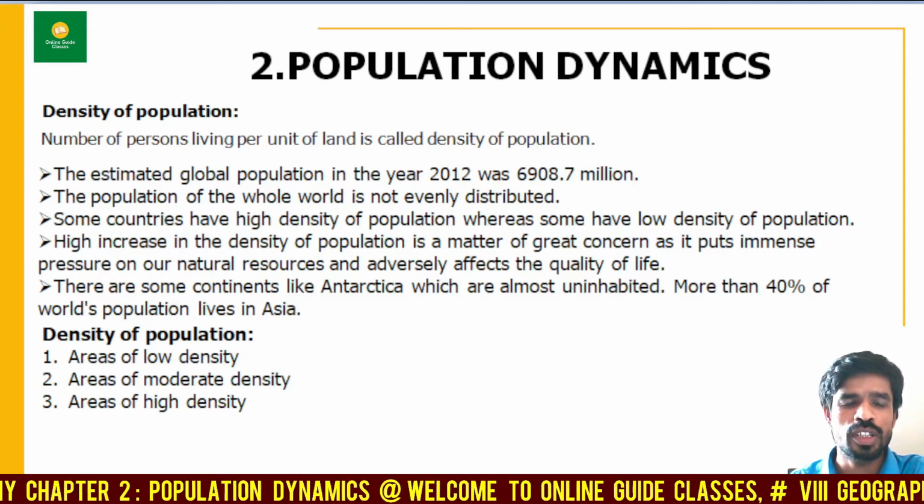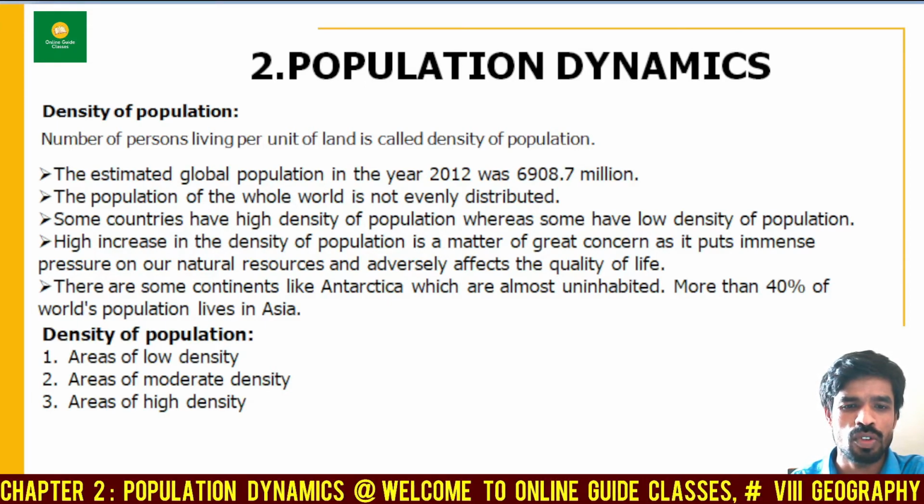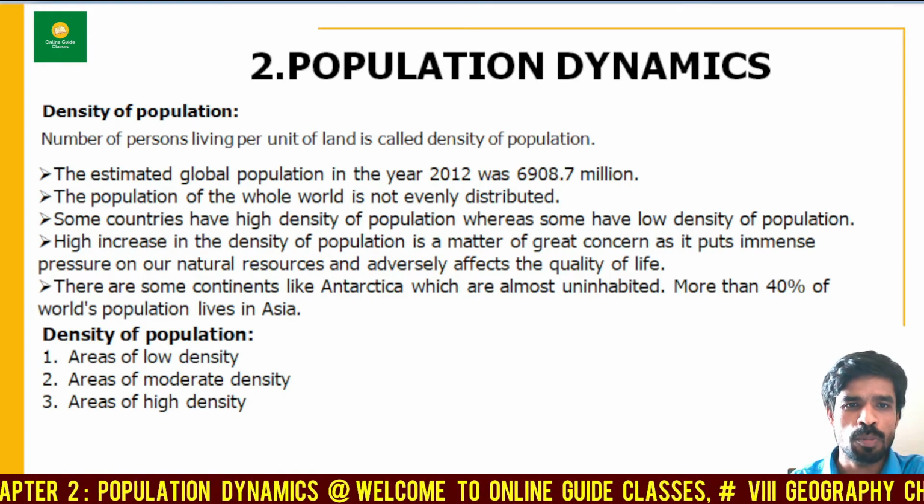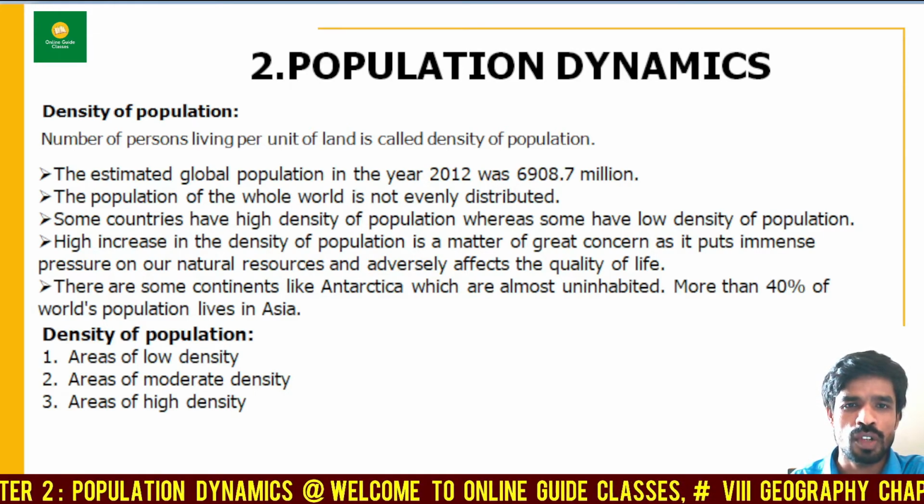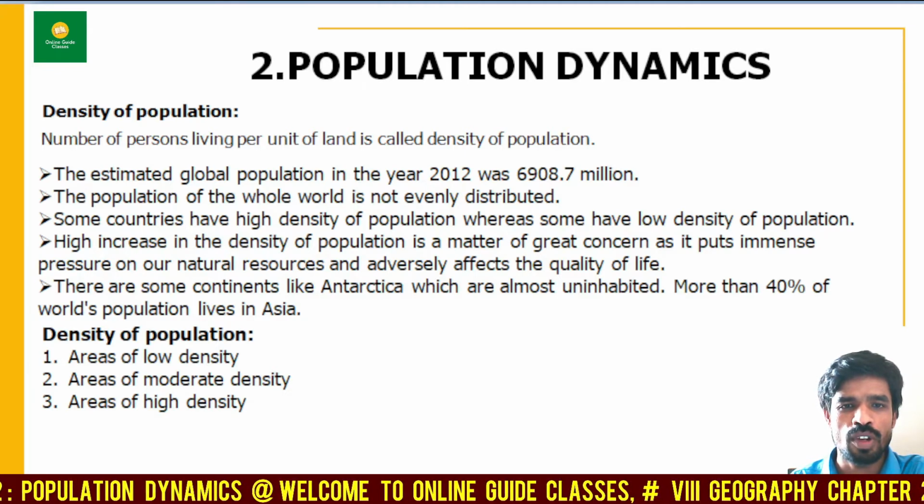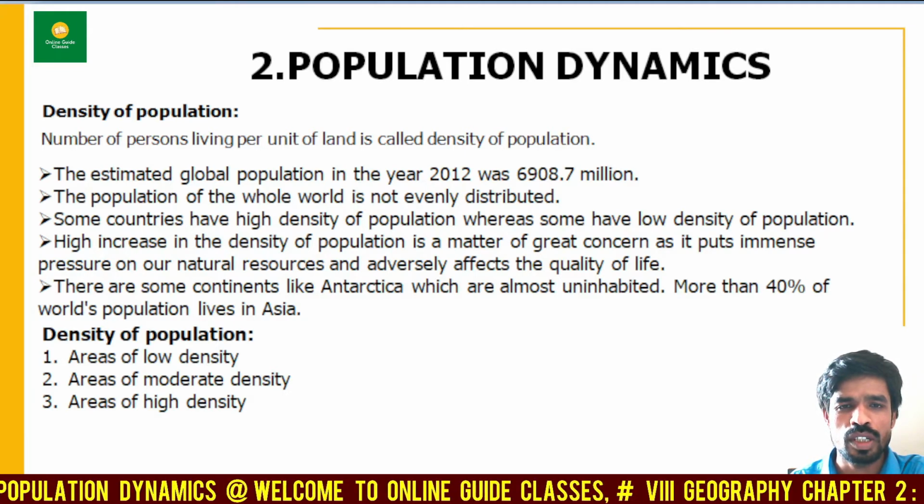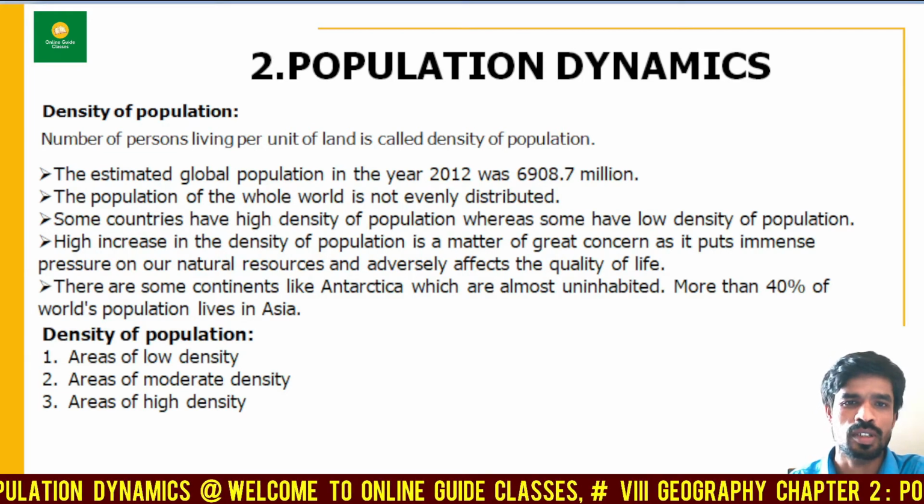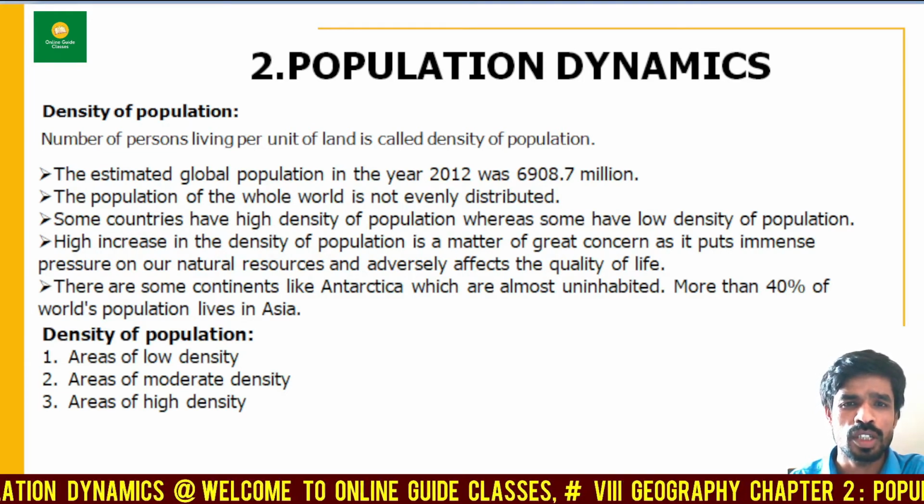Now what is the meaning of density of population? The definition is mentioned over here. The number of people or persons living per unit of land is called density of population. Living per unit of land. Unit of land is measured per square kilometer. Please remember, unit of land is measured per square kilometer.